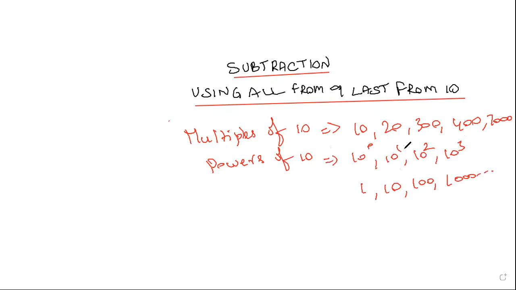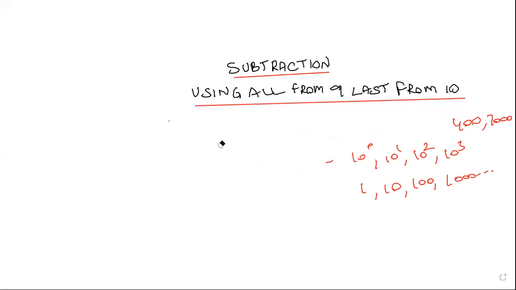So when you have numbers in this form and we have to subtract another number from them, we can use this principle: subtraction using all from 9 and loss from 10. Using that principle, we can do the subtraction. Let's see some cases based on this.